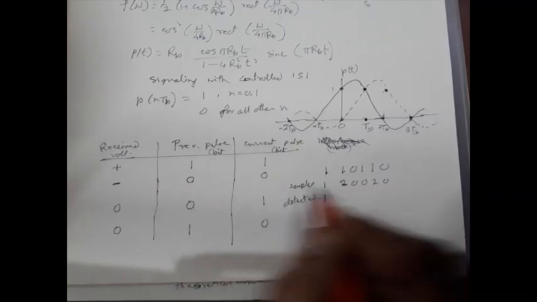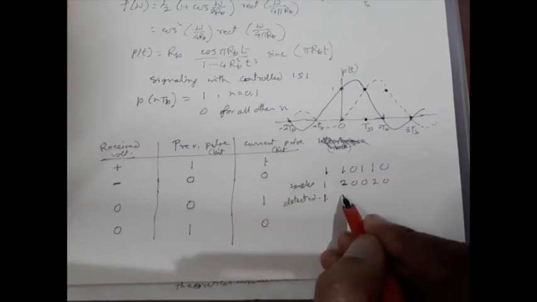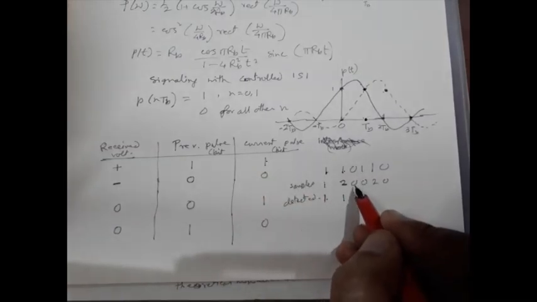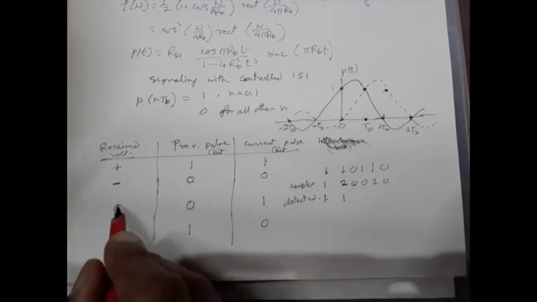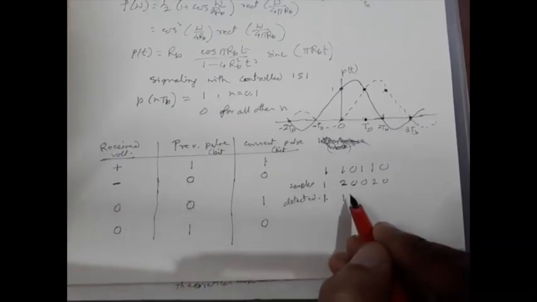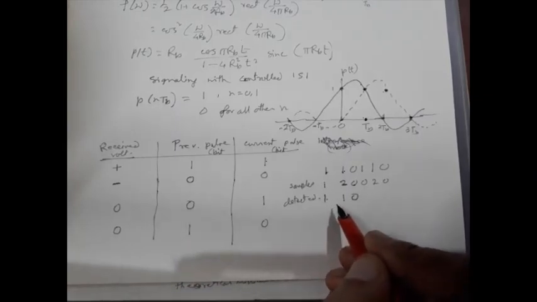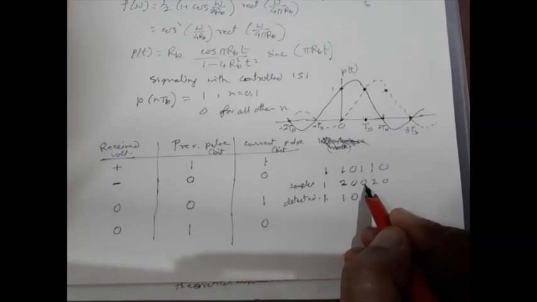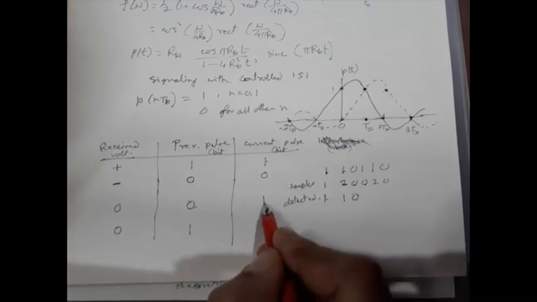So we have a positive value. So previous bit was 1, so the current bit will be 1. Now we have the 0 value. This is the condition, 0, and the previous bit was 1. So current bit will be 0. Again we have 0, but the previous bit was 0, so the current bit will be 1.